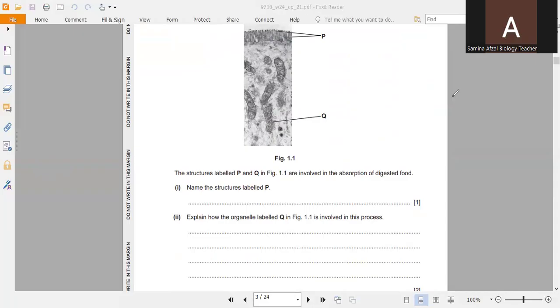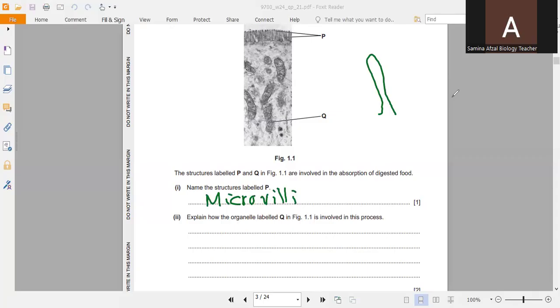P is the villi, which are finger-like projections in the small intestine for absorption. So villi or microvilli, we will write over here. These are for the absorption of digested food, and the shape increases the surface area for more absorption. So the rate of absorption is increased in this way.